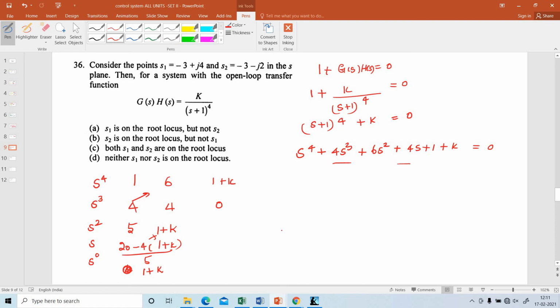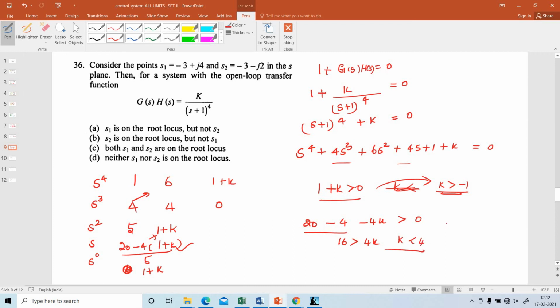Okay, now I am going to find out the stability condition. For stability, 1 plus k is greater than 0. So k is greater than minus 1 from this. And next, take this one: 20 minus 4k is greater than 0. 16 is greater than 4k. K is less than 4. So it is minus 1 less than k less than 4.